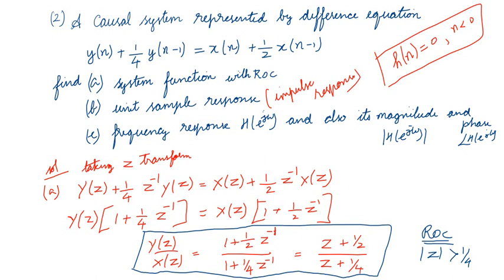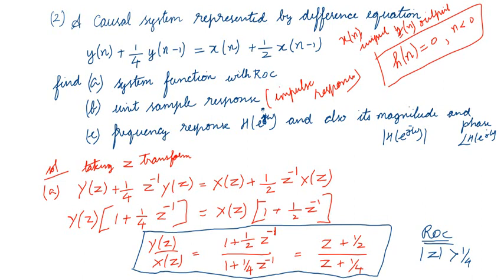As I said earlier, x of n is the input, y of n is the output. The question is to find the system function with its ROC, unit sample response, frequency response, that is H of e power j omega, also its magnitude and phase angle. Okay, we will see it one by one. First, we will find the system function with its ROC.